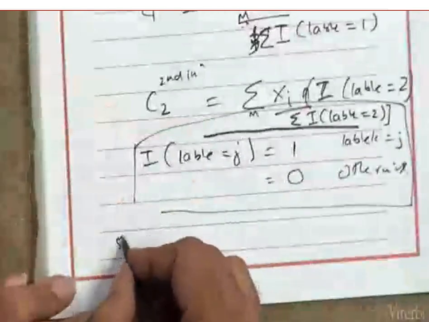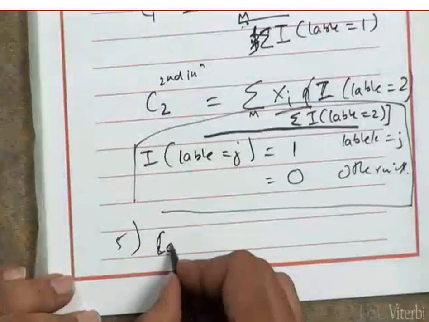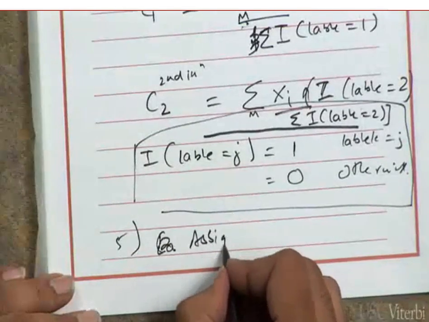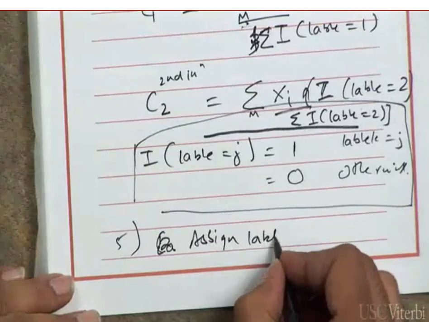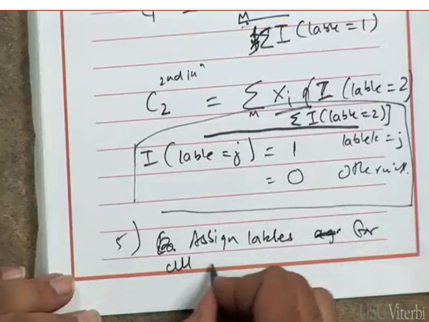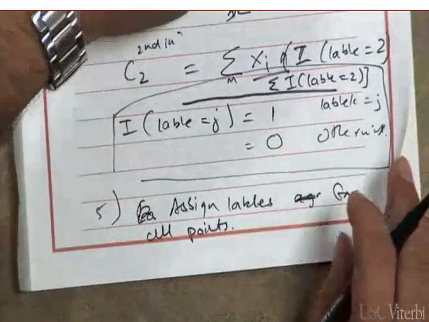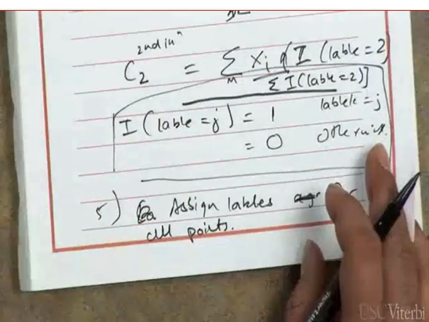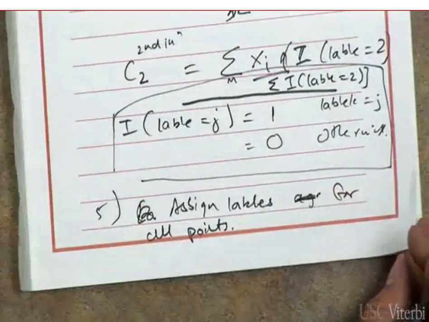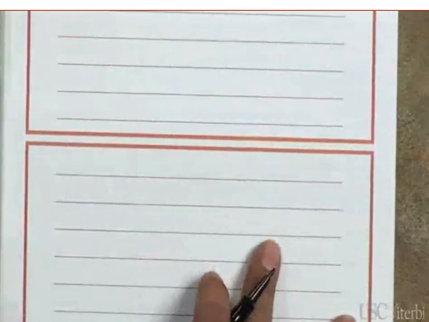Then you again assign labels for all points. God, my handwriting is terrible. You tell me. So you keep on going, right? Endlessly. When do you stop?